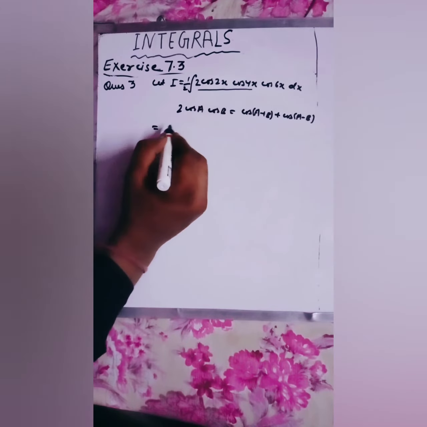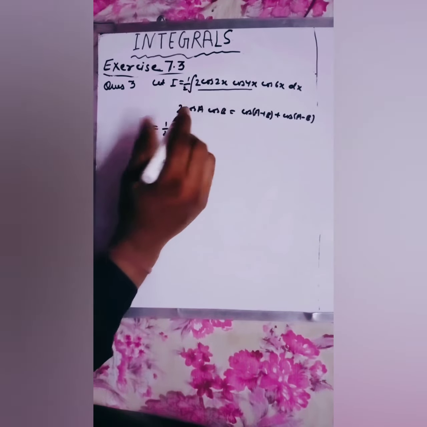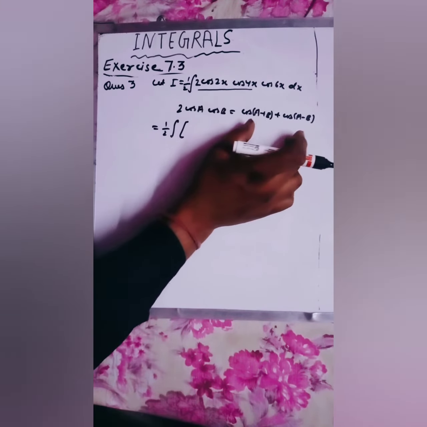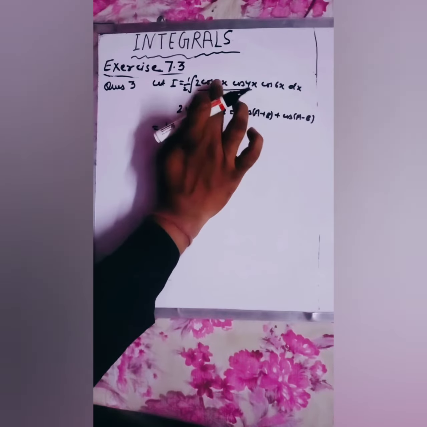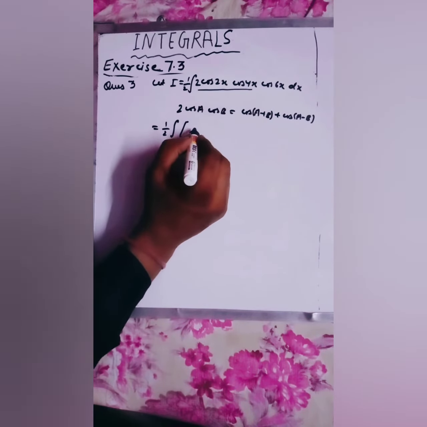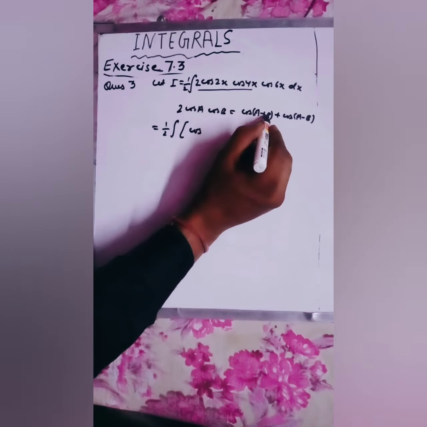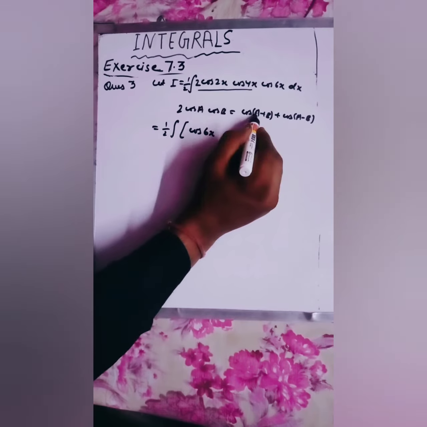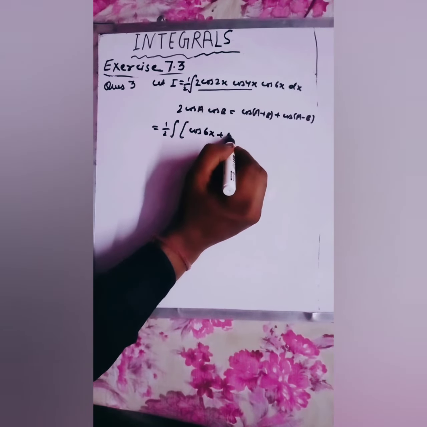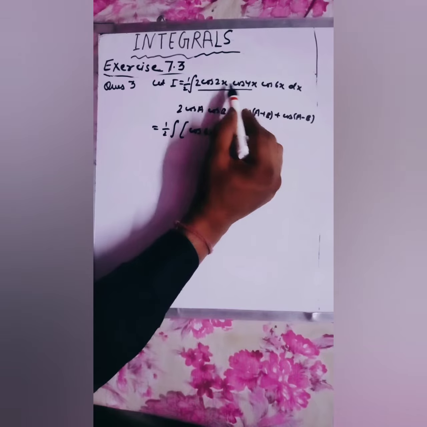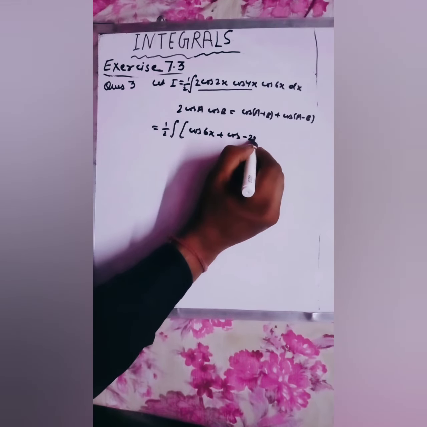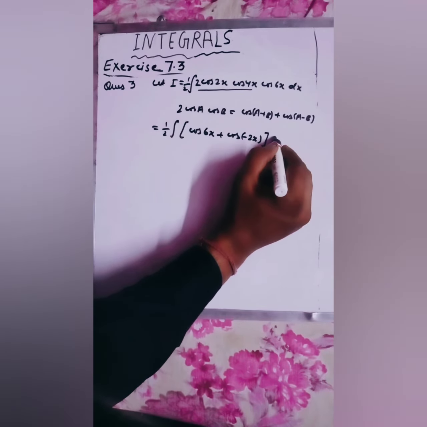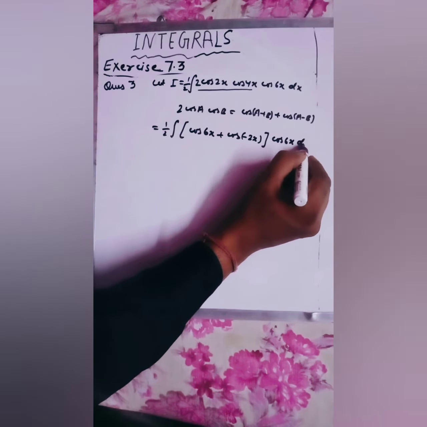Okay, so what you will get, half, this half I'm copying here, this integral sign and bracket. Now at a place of this you have to apply this. Your A is 2x, your B is 4x. So cos(A plus B), A is 2x, B is 4x, so you will get 6x. 2x plus 4x would be 6x, plus cos(A minus B) means 2x minus 4x, that would be minus 2x. Okay, now you have to close the bracket, cos 6x into dx.